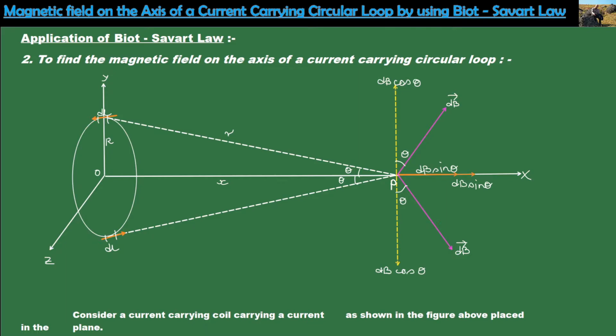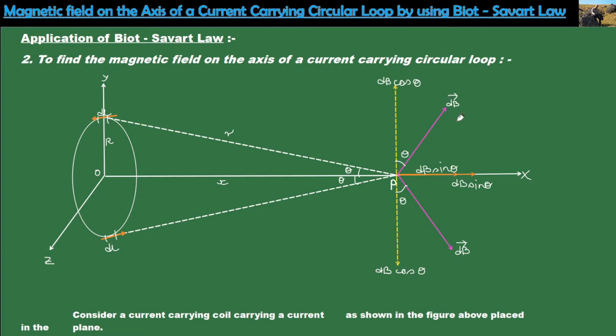In this teaching module, we will emphasize another application of Biot-Savart's law, which is to find the magnetic field on the axis of a current carrying circular loop. When we look at this figure, this is a circular coil, or a circular loop, having a radius r.